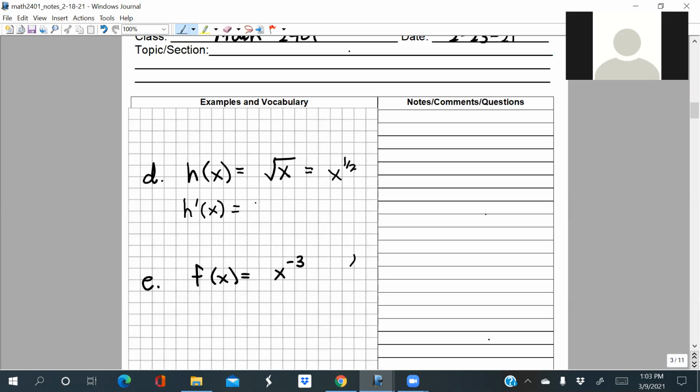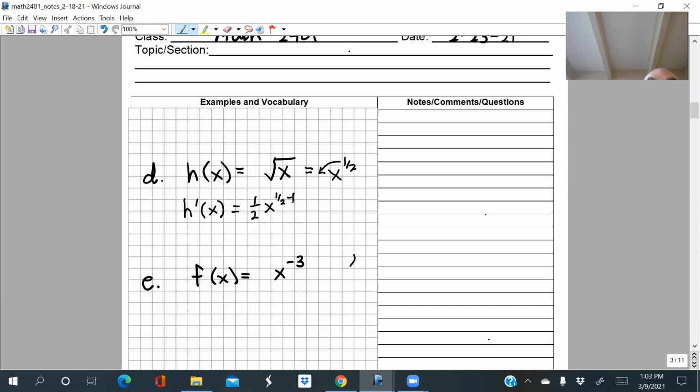X to the 1/2 power is the derivative. Yeah, the power rule says would it be 1/2 x to the power of negative 1/2? Exactly right. So you bring the 1/2 down as a coefficient. So you have 1/2 x to the 1/2 minus 1. So you have 1/2 x to the minus 1/2. Cool. There is the derivative function for square root of x.